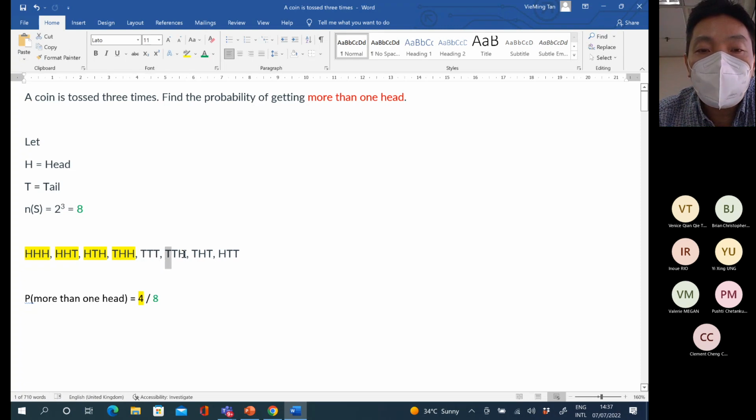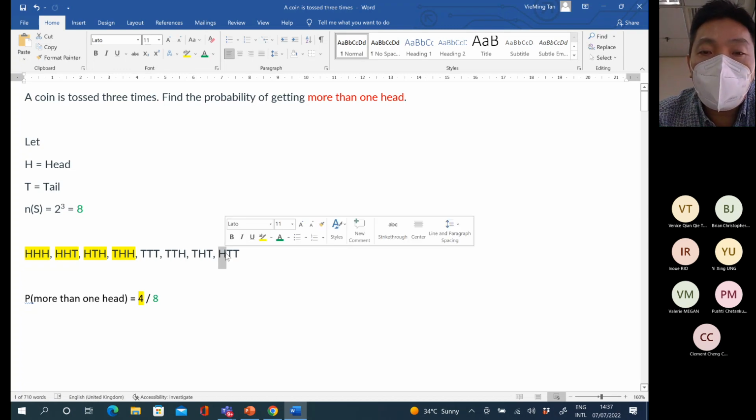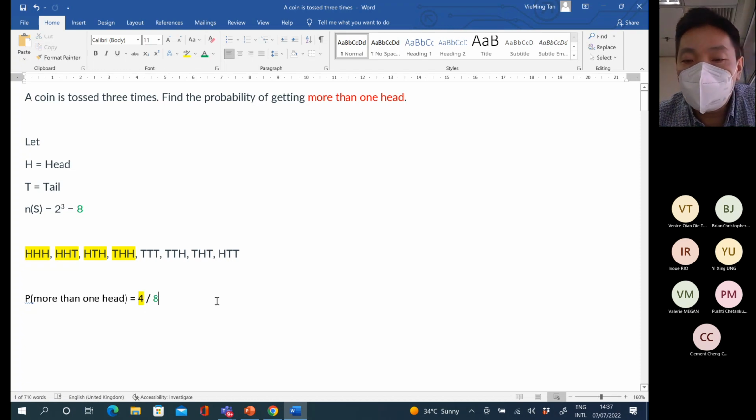Out. This one has only 1 head, but the question would like more than one, that means at least 2. More than one means at least 2. This combination has only 1 head, so out. This one also 1 head, out. This one 1 head, out. So you may find that only 4 combinations fulfill the requirement. So we put here 4. Then we simplify, and the fraction becomes 1/2. We can leave the answer in decimal, which is 0.5.